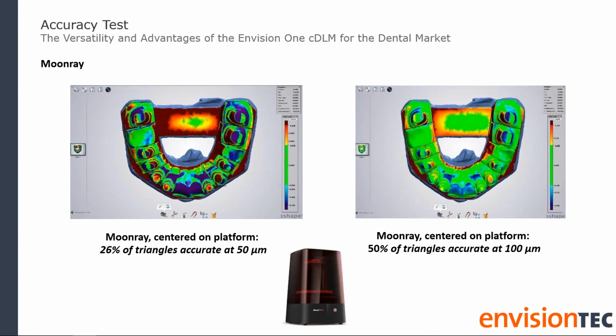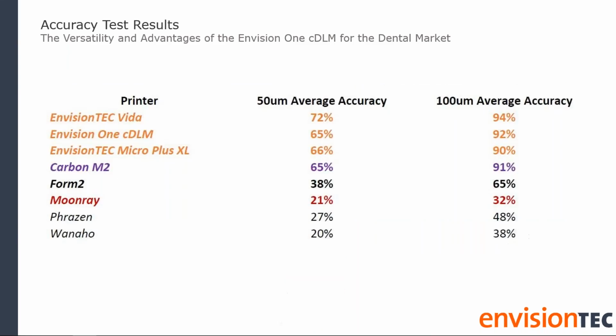And if we look at the Moon Ray, another competitor on the market, we can see that it's even worse. We're at 26% accuracy at 50 microns, and then also 50% at 100.